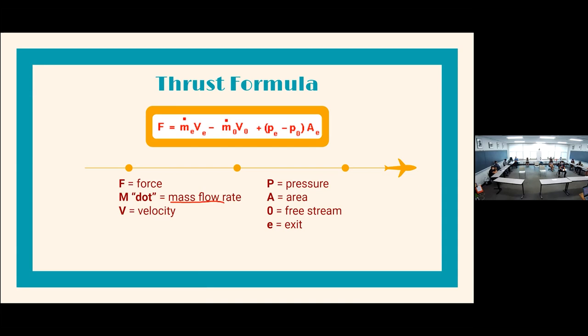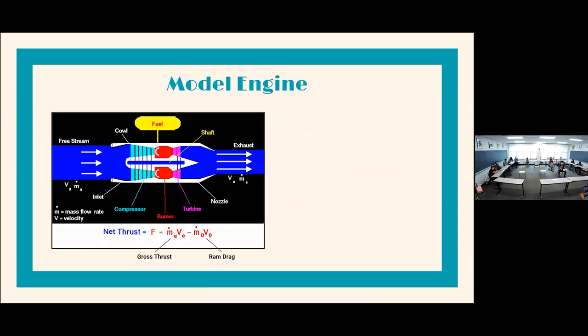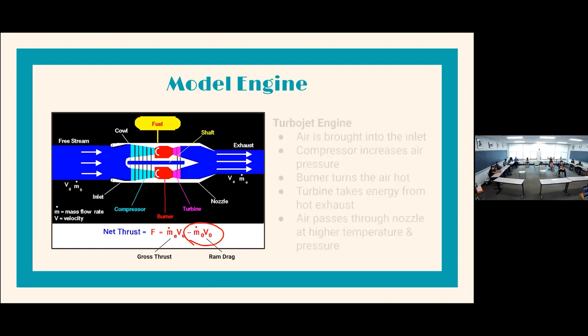Our model airplane utilizes a turbojet engine, which uses a nozzle that equalizes the exit pressure from the free stream pressure. And so this part of the equation is canceled out, leaving us with this revised equation: mass flow rate times the exit velocity minus the mass flow rate times the free stream velocity. And it can be broken down into two parts: gross thrust and ram drag. Gross thrust is the total amount of thrust produced without the reduction of ram drag, hence why this is subtracted out. And up here, you can see a diagram of our turbojet engine.